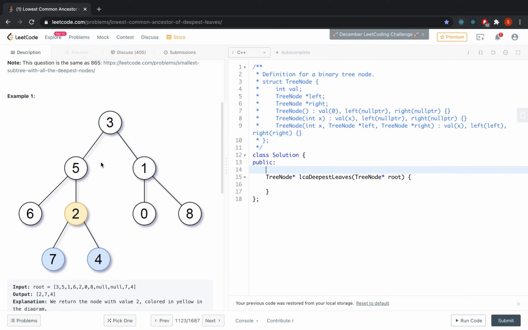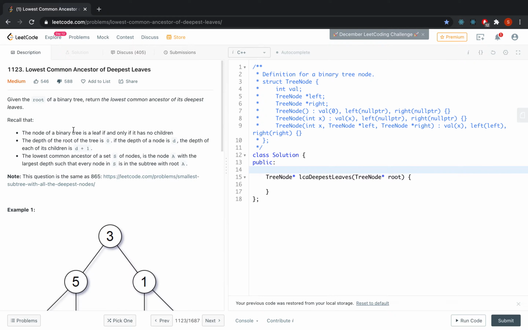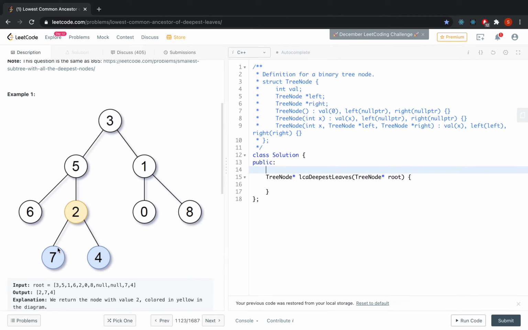And just by looking at this, you need to remember that we're trying to find the lowest common ancestor of the deepest leaves. So which ones are the deepest leaves in this tree? Obviously it's 7 and 4, because they are the ones with a depth of 3. Since the root has a depth of 0, the nodes at the first level, which are 5 and 1, have a depth of 1. And then these nodes here have a depth of 2, and these ones here have a depth of 3.